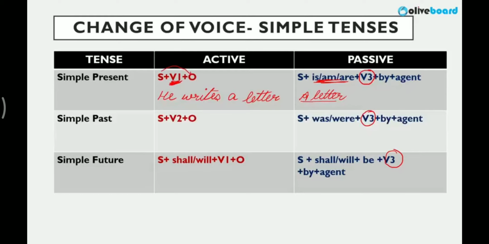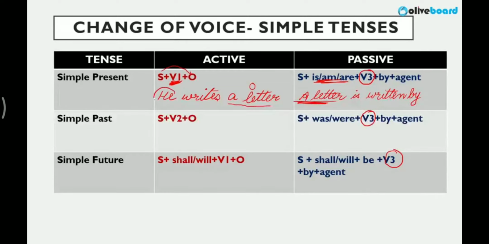When it is passive voice, the object becomes the main subject. So basically, here it was an object, here it will be placed first. A letter. Simple present tense, so is, singular, right? A letter is singular, is, third form. What is the third form of write? It is written by.